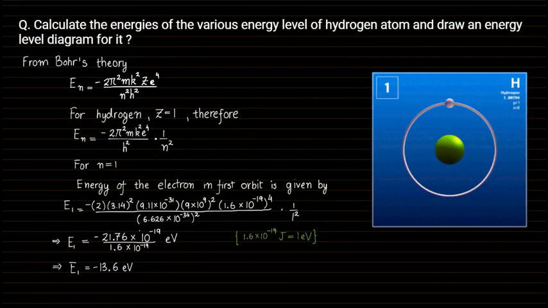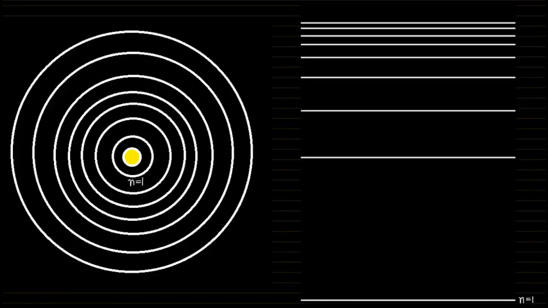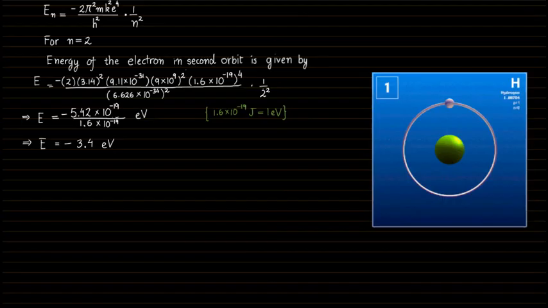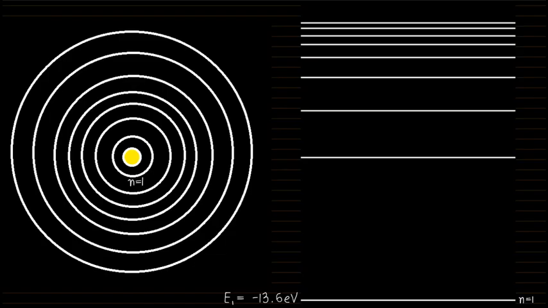Fine. So the energy of the electron which revolves in the first orbit will be minus 13.6 electron volts. So let us give this energy level: En equals minus 13.6. Now let us do the similar calculation for your second orbit.